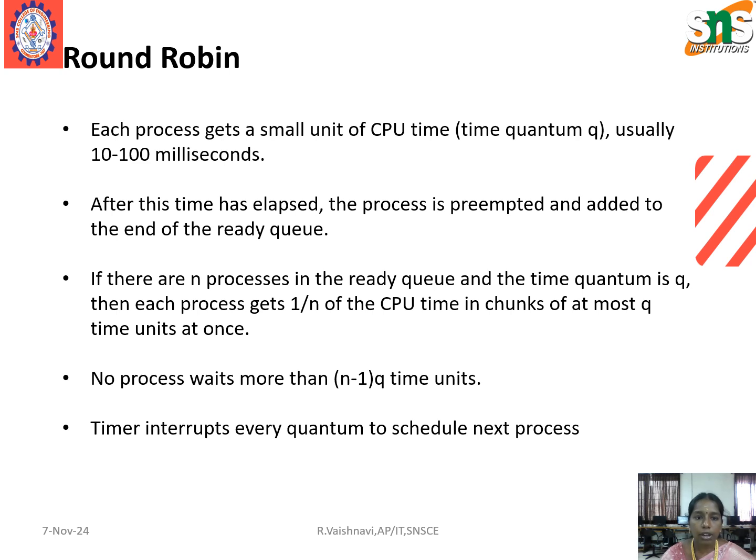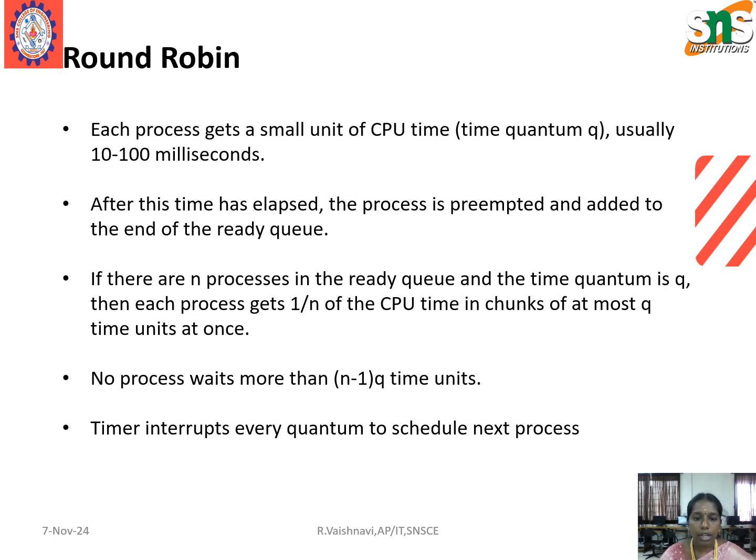The next scheduling algorithm is the round robin scheduling algorithm. Each process gets a small unit of CPU time, that is the time quantum, which we define as Q. Usually the time quantum will be 10 to 100 milliseconds. After this time has elapsed, the process is preempted and added to the end of the ready queue.